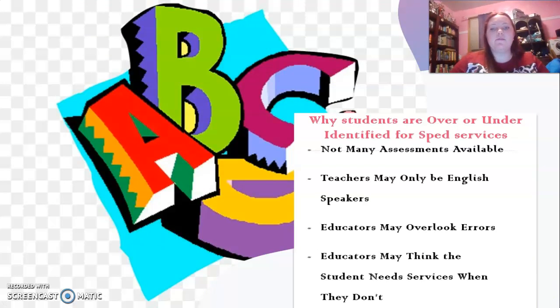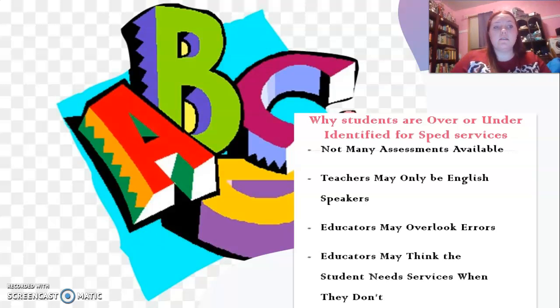Next, let's talk about why students who are culturally and linguistically diverse are sometimes over or under-identified in special education services. So a reason for this is that there's not a lot of assessments available for determining if a student has a language disorder and how it is impacting their disability. So oftentimes these tests are very limited in the language that the students may speak.